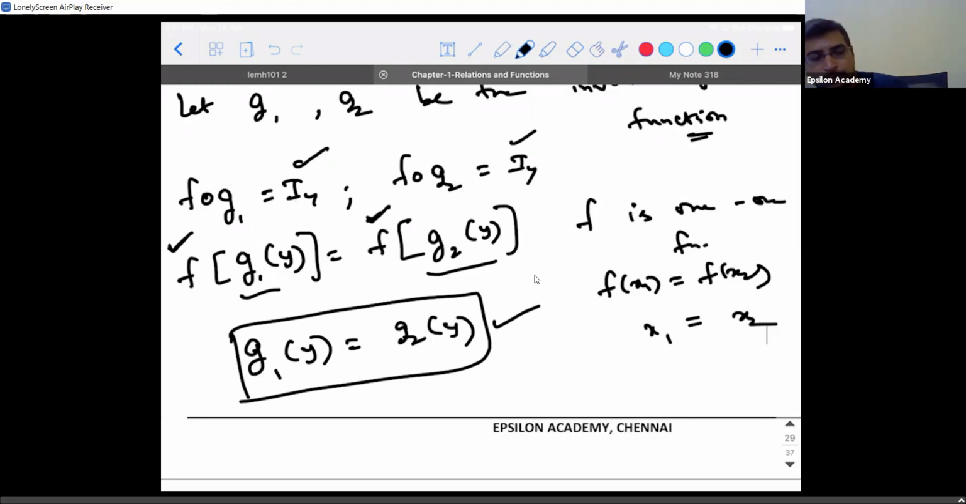I hope you understood. Yes, sir, I have a doubt. Tell me, what is the doubt? Does that mean for every function there will always be one unique inverse? Only every invertible function will have a unique inverse. Every invertible function. Okay, sir.